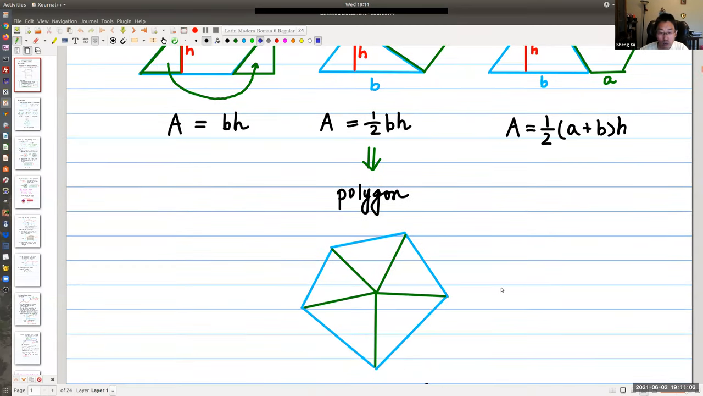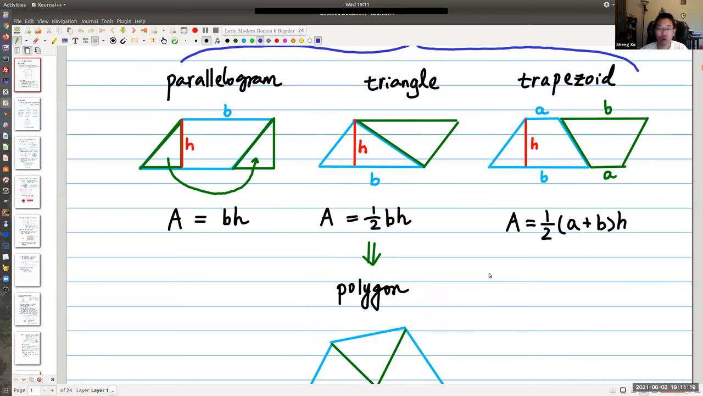And for a general polygon with multiple sides, you can just cut this polygon into a bunch of triangles. Then you just add the areas of all these triangles to find the area of this polygon. Okay, so we are all fine here.